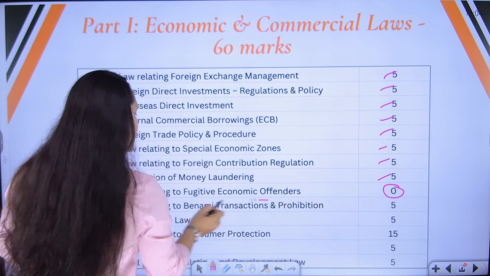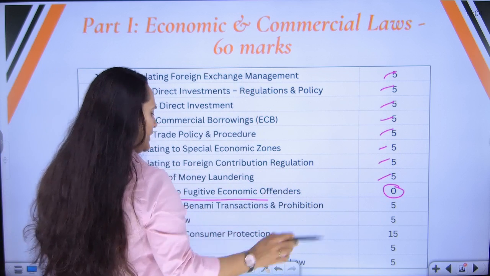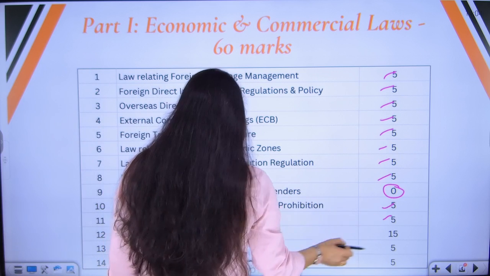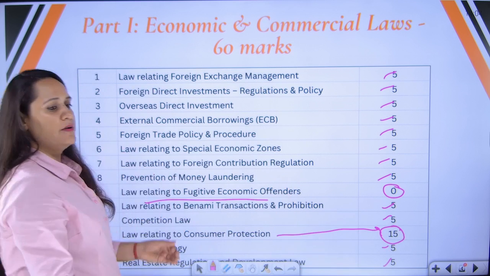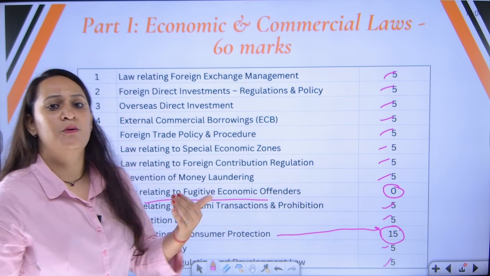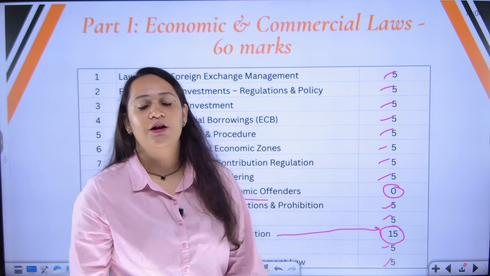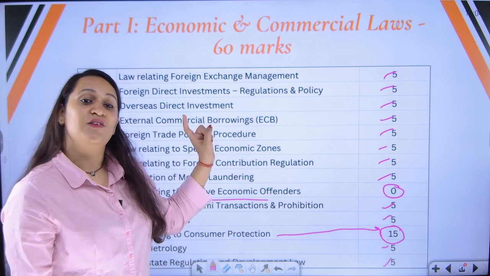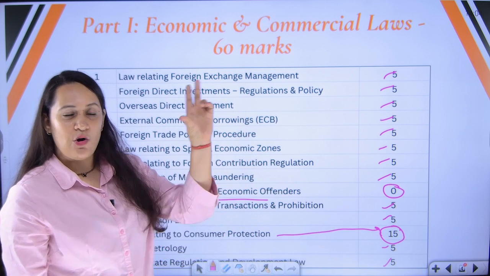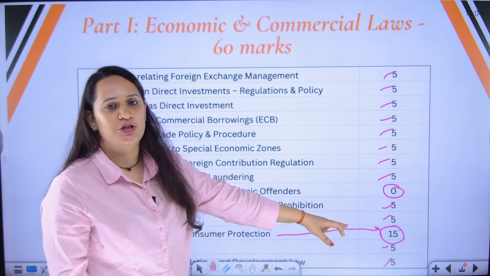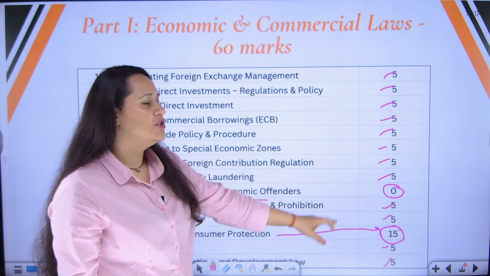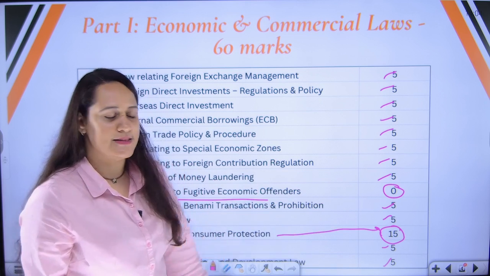Only from fugitive economic offenders, they have not asked anything. And with respect to the Consumer Protection Act, they have asked 15 marks. All other chapters are 5 marks. So predominance is given to the Consumer Protection Act, where 15 marks is asked. That is the first case study type of question, where all sub questions are from the Consumer Protection Act itself. That one question carries 15 marks. All other chapters are for 5 marks itself.